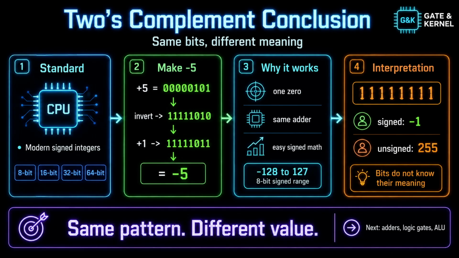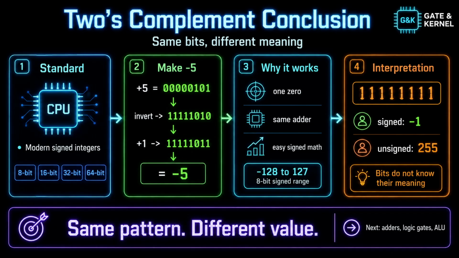Conclusion. 2's complement is the standard way modern computers represent signed integers. Positive values use ordinary binary representation. Negative values can be created by inverting all bits and then adding 1. For example, +5 is 00000101. Invert the bits: 11111010. Add 1: 11111011. That is -5.